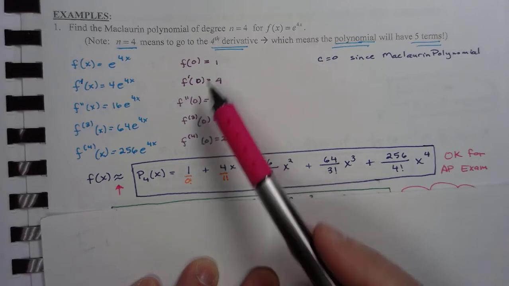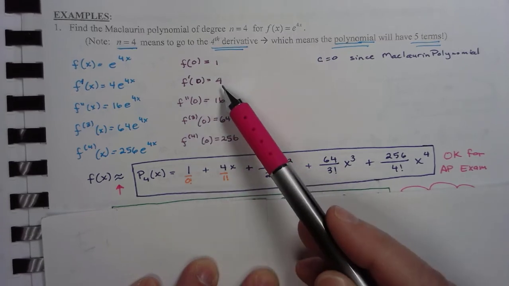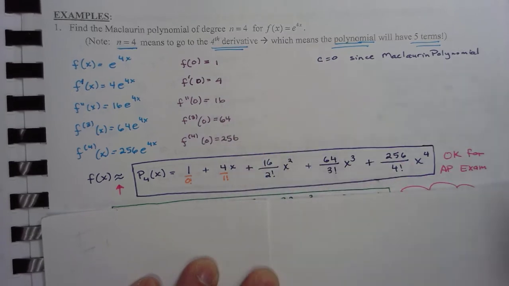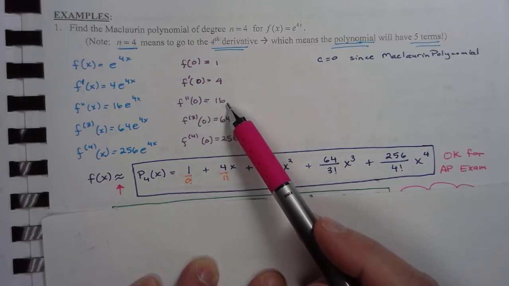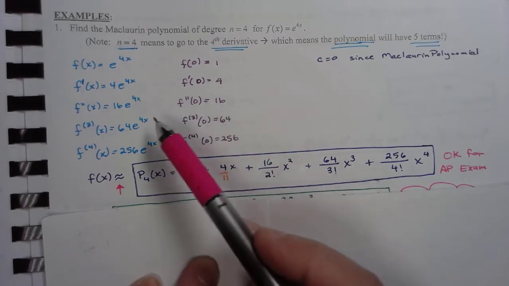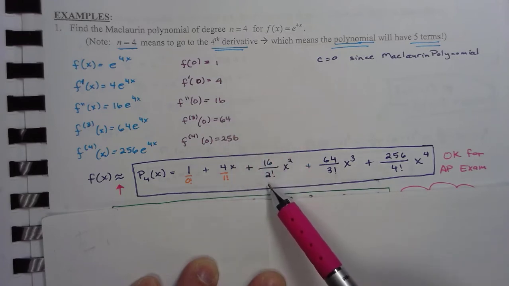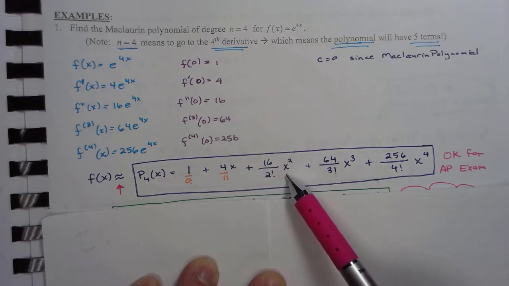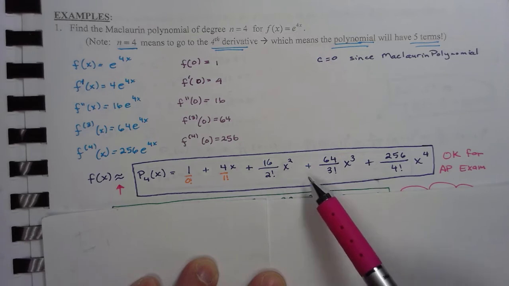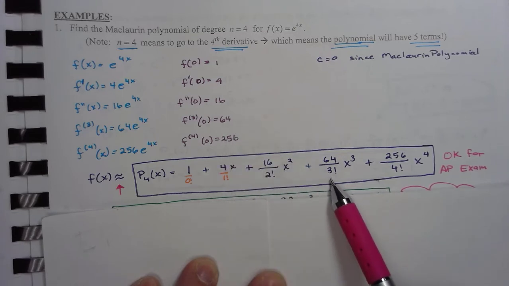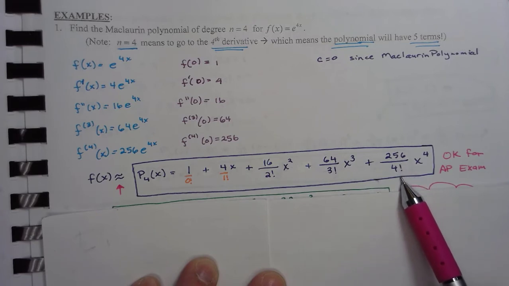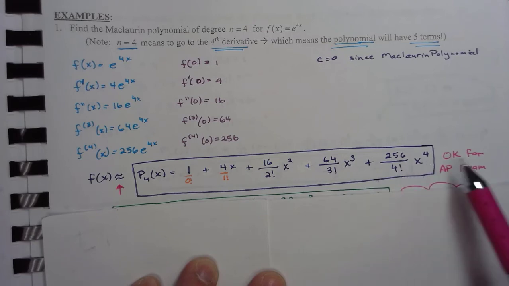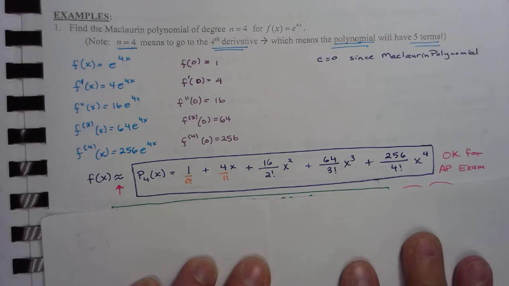So 1 over 0 factorial plus 4 times, this is x minus 0, so 4x over 1 factorial plus 16 over 2 factorial. Second derivative evaluated at 0 over 2 factorial times x squared, that's x minus 0 squared, plus third derivative over 3 factorial x cubed plus fourth derivative evaluated at 0 over 4 factorial x to the fourth. This is okay for the AP exam.